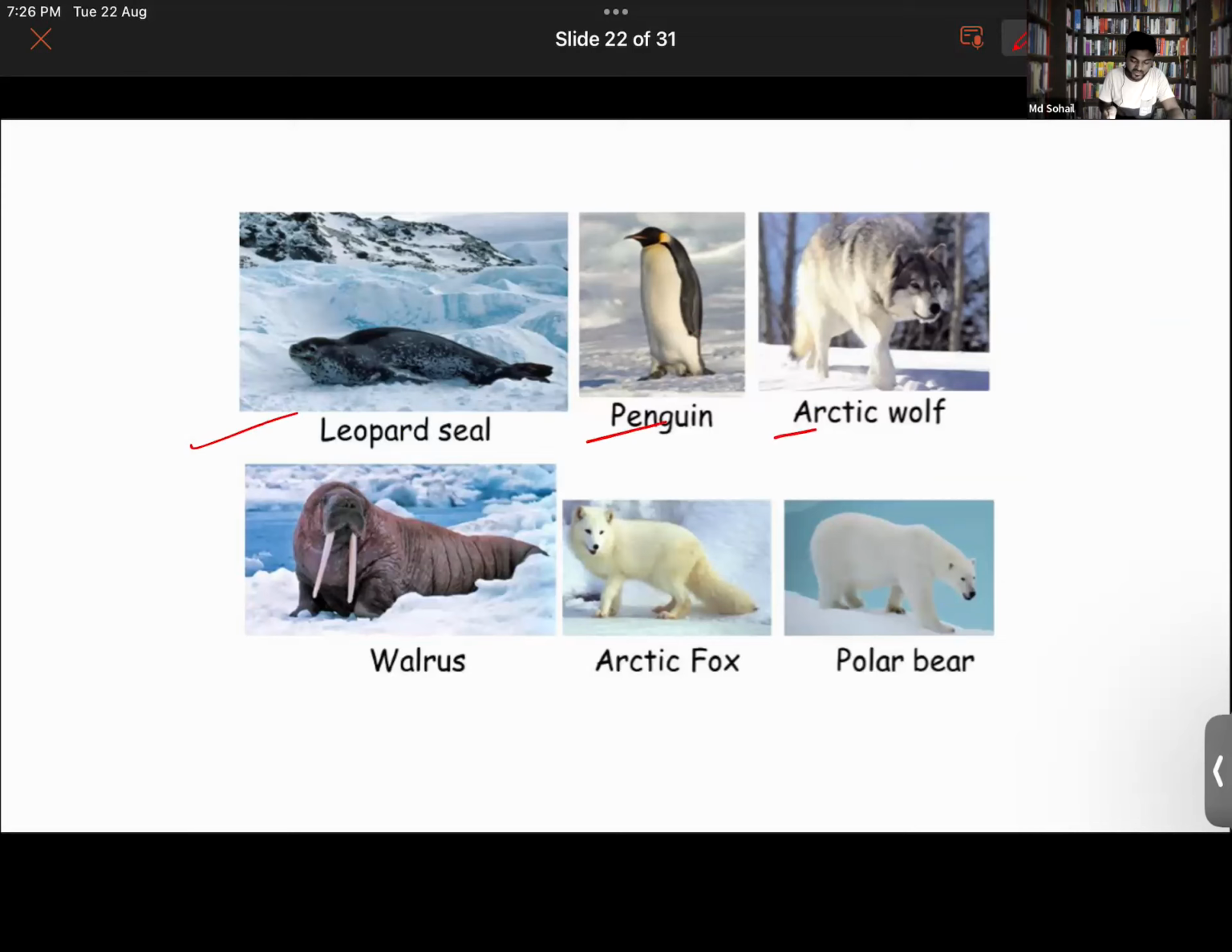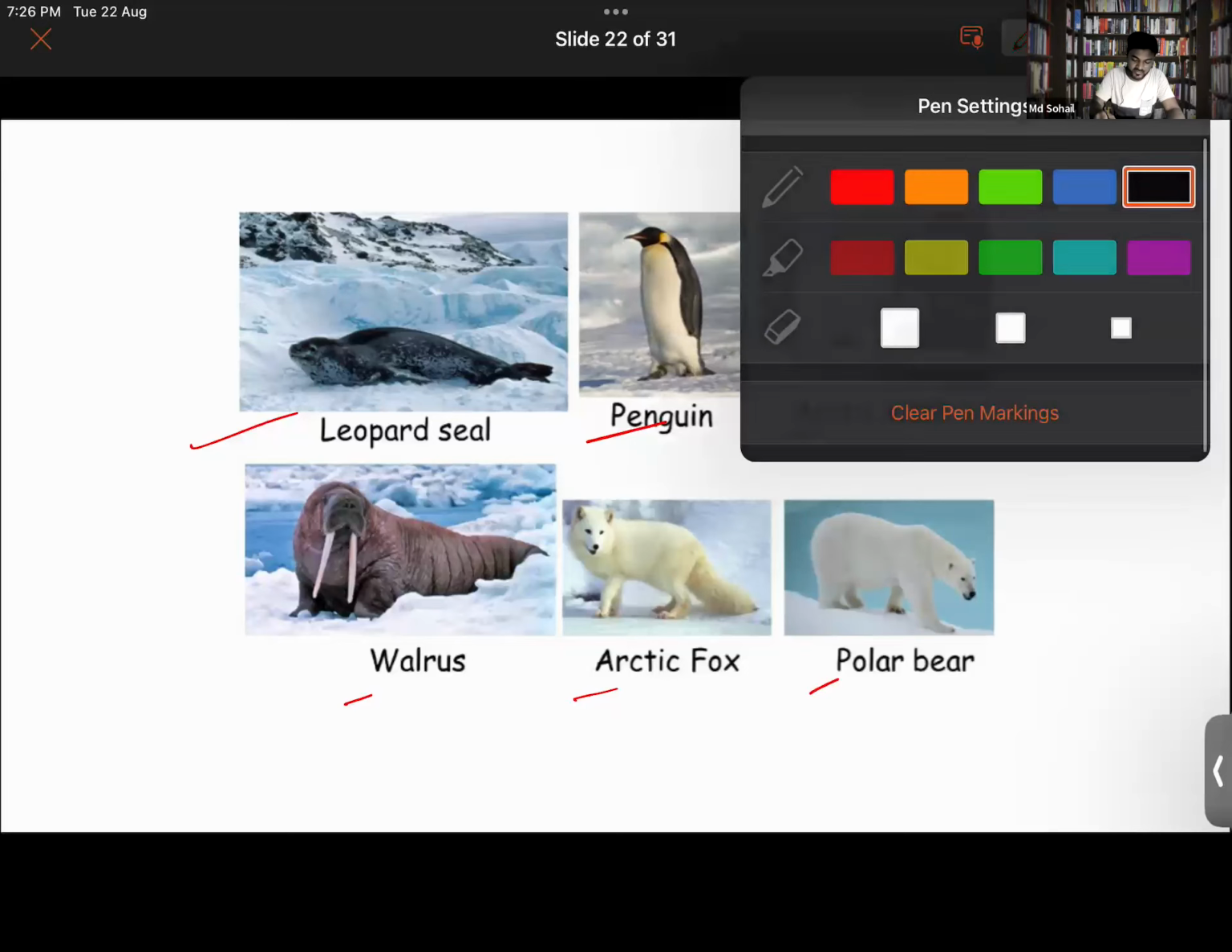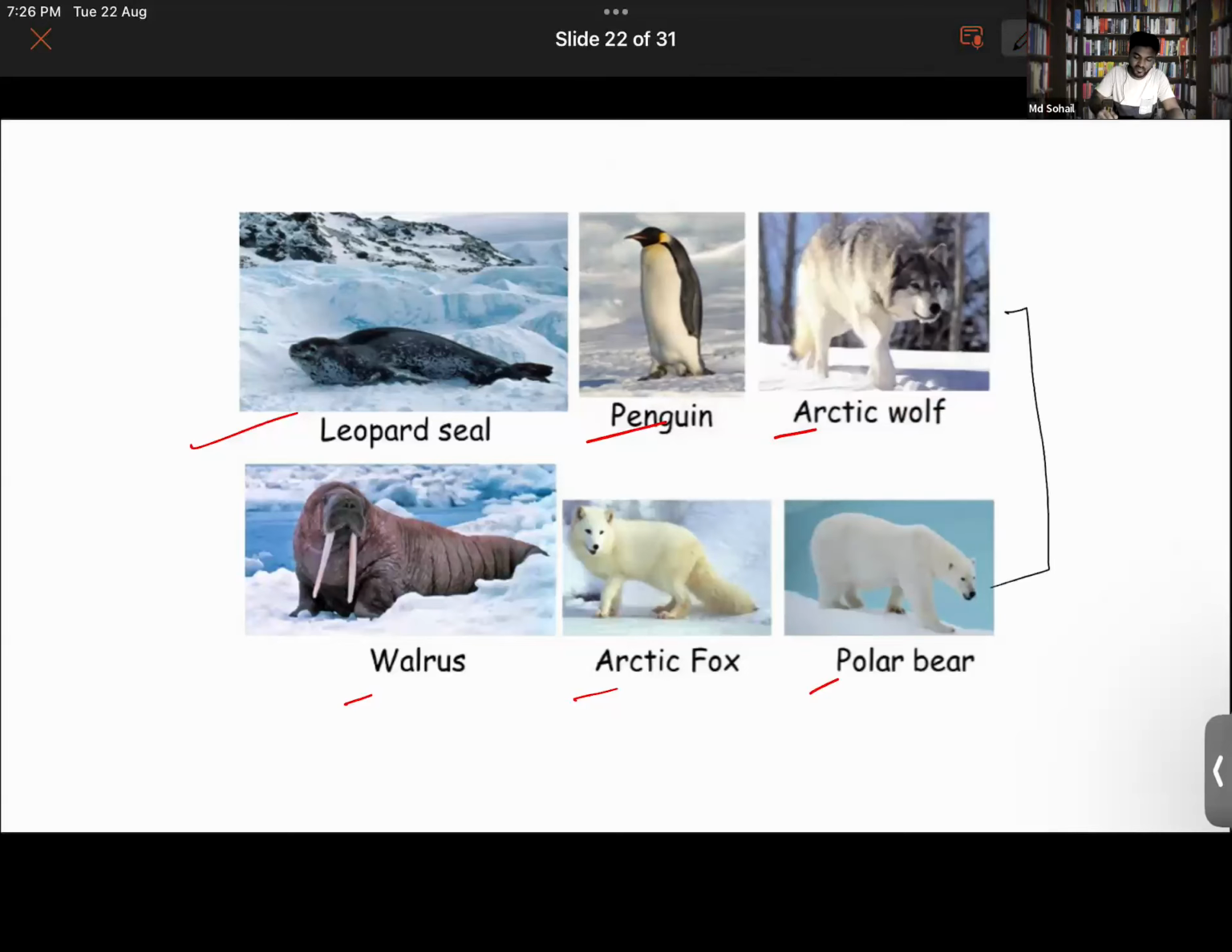Now, some of the animals that are known to survive in the polar regions, here's a diagram: leopard seal, penguin, Arctic wolf, walrus, Arctic fox, and polar bear. Notice most of these animals are in the endangered list. They are endangered species, especially the polar bears.